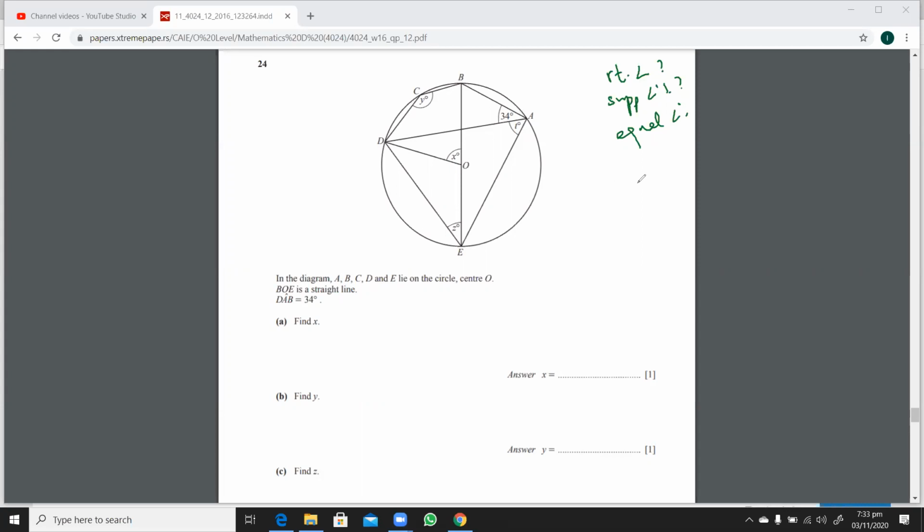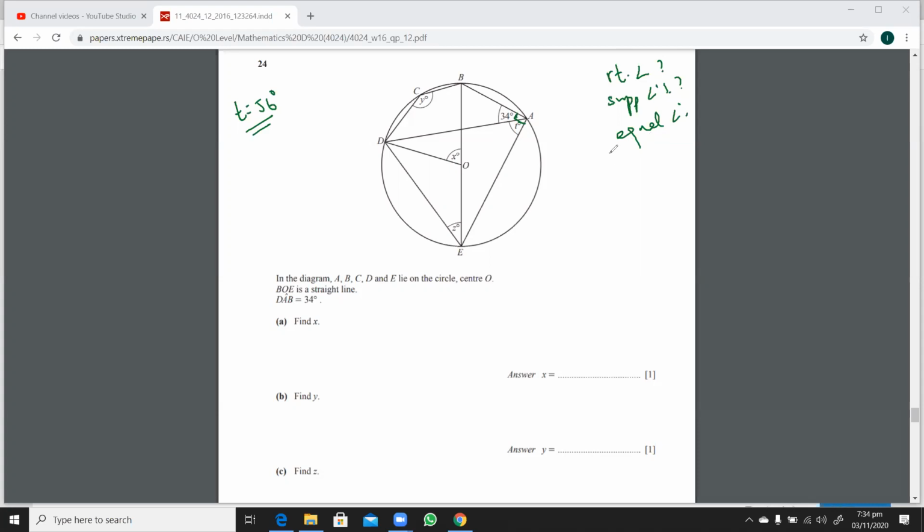So can I say that this BAE is a right angle? Yes, right angle. So we can simply find this t by saying this t is going to be 56. This angle t is 56 degrees. So we got a right angle and then we got it.